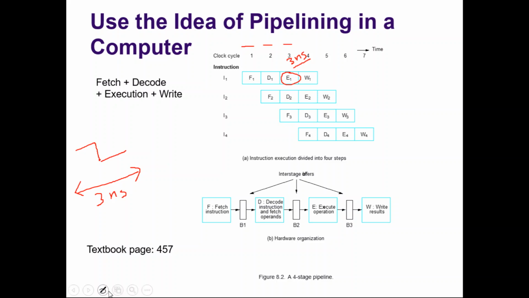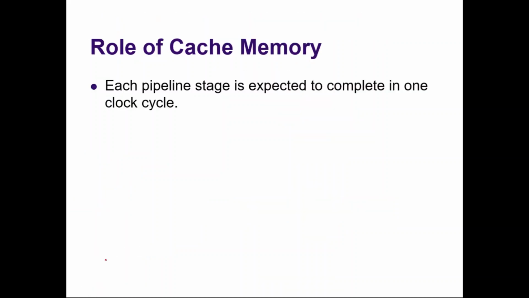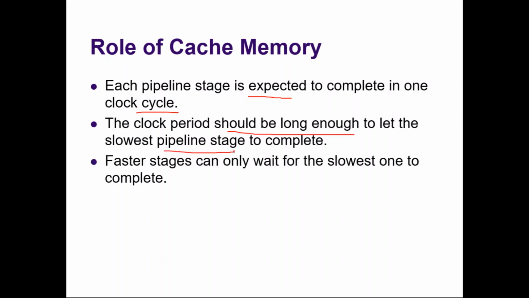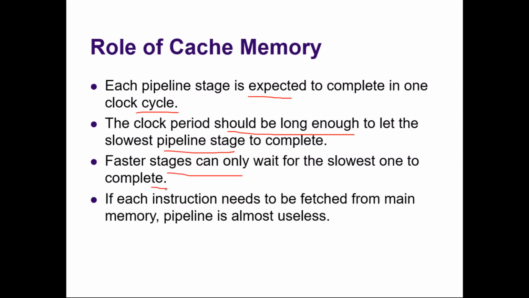Are you getting? So that is what we are discussing. Each pipeline stage is expected to complete in one clock cycle. The clock period should be long enough to let the slowest pipeline stage complete. The faster stages can wait for the slower stages to complete. Now there is one important thing.